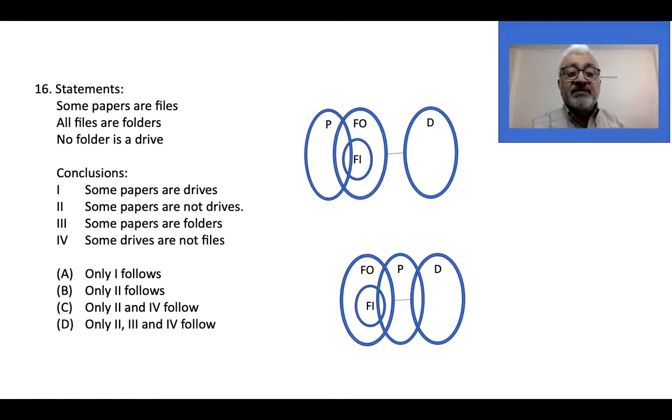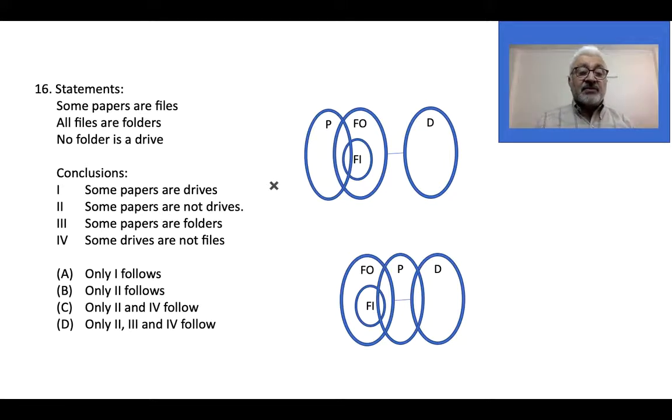The fourth one says some drives are not files. There are some drives which are not files. As I told you, drives are supposed to be away from folders, and files are inside folders. Therefore, drives and files will never be able to meet. So, the fourth one also becomes true.